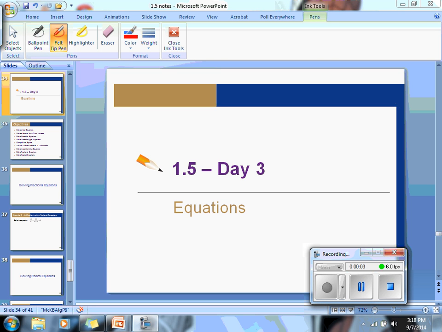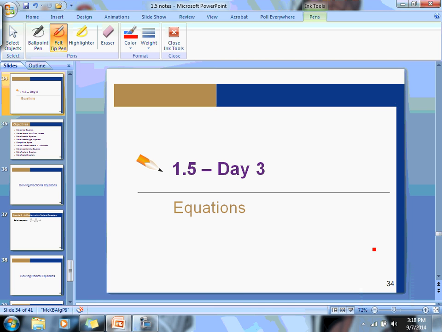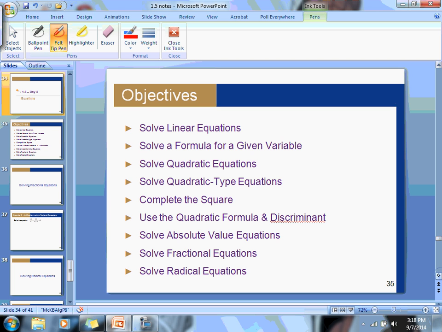Welcome to Mrs. Neller's notes for her pre-calculus class. These are the last section of notes for section 1.5, so it's 1.5 day 3, entitled Equations. And the last two concepts we have to talk about are solving fractional equations and solving radical equations.